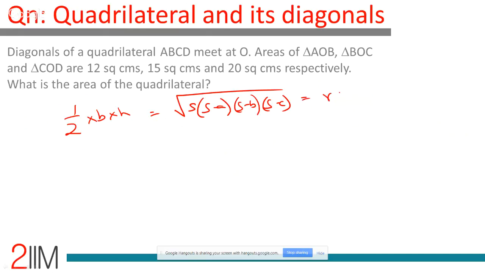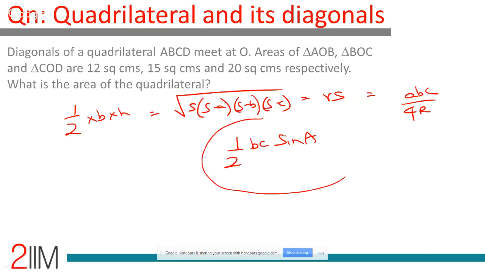This is also equal to RS, where R is the inradius. It's also equal to ABC by 4R, where capital R is the circumradius. This is also equal to half BC sine A, or half AB sine C, half AC sine B, any which way you got this. So we're going to use this funda, especially this one.